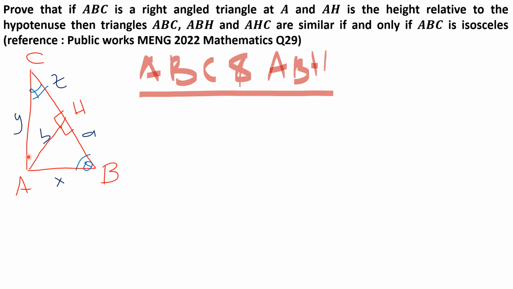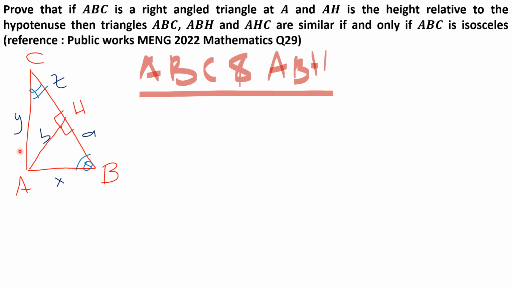You realize that ABC and ABH have a common angle, which is theta, and also a common angle of 90 degrees. Both of them are right angle triangles, and there is a common angle here which is theta. So the other angles are going to be equal, because this angle here for ABH will be 90 minus theta, while this alpha here is also 90 minus theta. So the angles are already congruent. Let's focus on their corresponding side lengths.